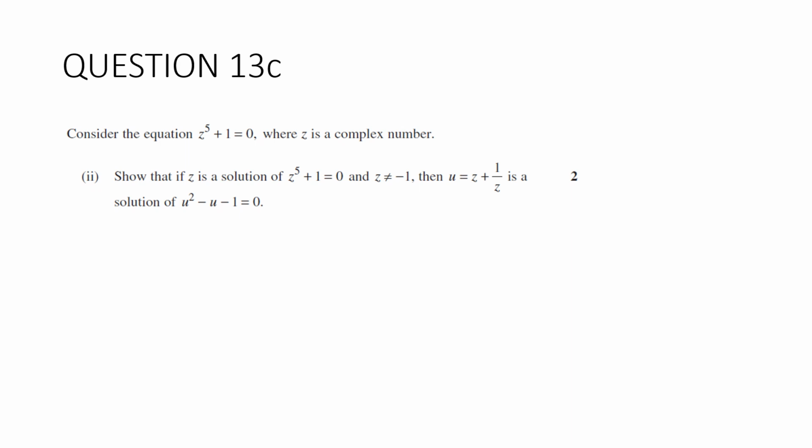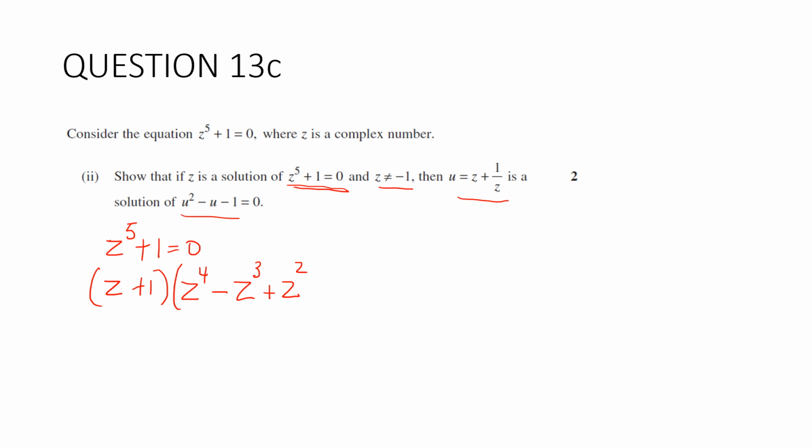Part 2, show that if z is a solution of this, but z is not equal to -1, then z plus 1 on z is a solution of this. Okie dokie. So let's start by, I'm going to expand this out. Oh no, I'm going to factorize it. z to the 5 plus 1 is equal to 0. So this is the same as z plus 1, z to the power of 4 minus z cubed plus z squared minus z plus 1 is equal to 0.